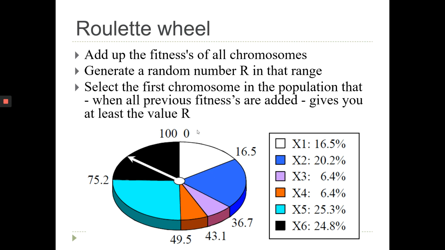Let's say, for example, you have 6 solutions: x1, x2, x3, x4, x5, and x6. If you apply the roulette here, solution number 1 has a 16 percent chance to be selected. x2 has a 20 percent chance. x3 has a very low percentage to be selected, as well as x4, but x5 has a high percentage to be selected, as well as solution number 6.